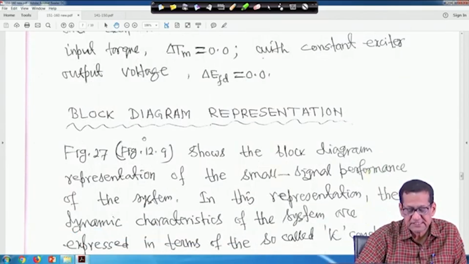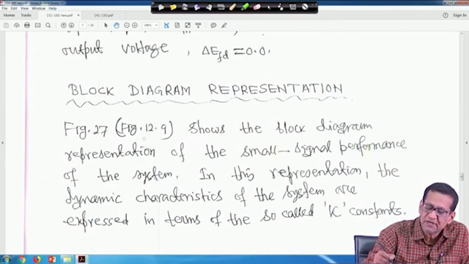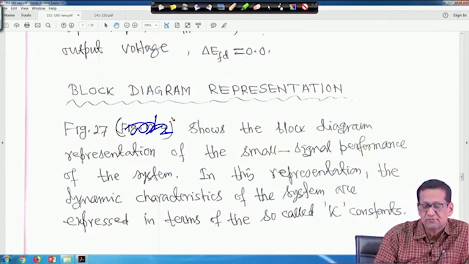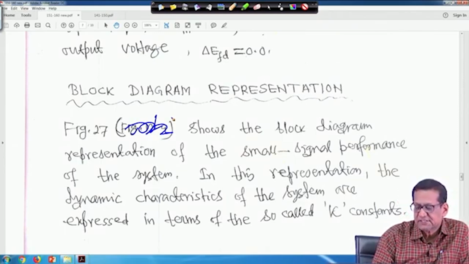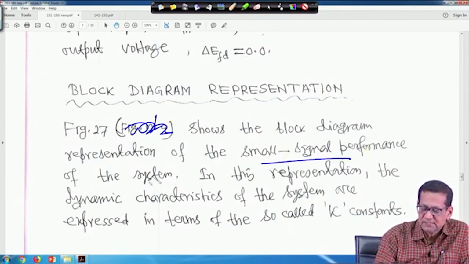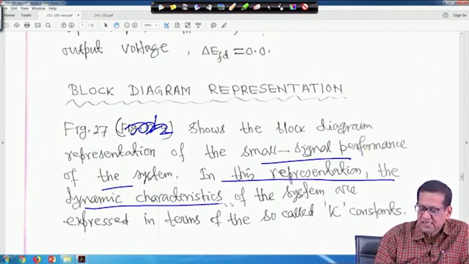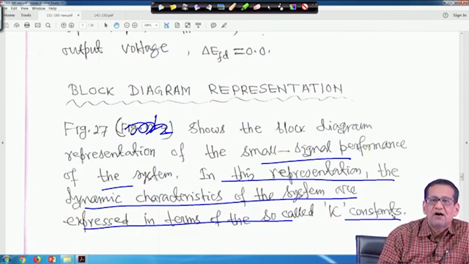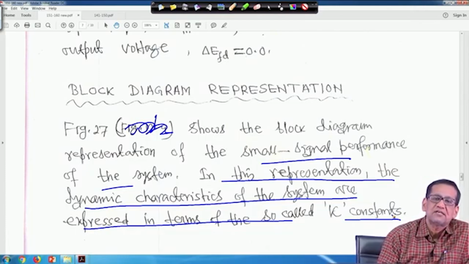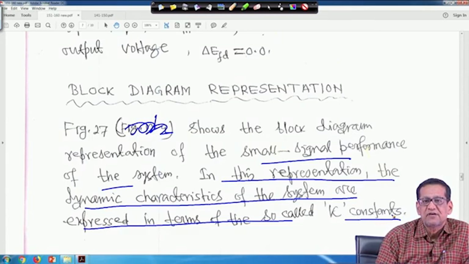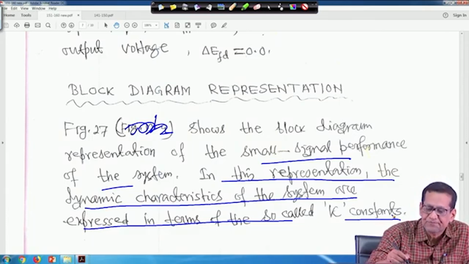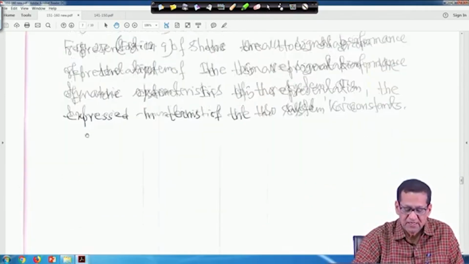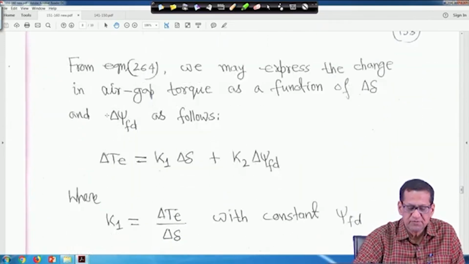Now, block diagram representation. Once we have developed this equation, this is not required, this is from my reference. Figure 27, which I will show you, shows the block diagram representation of the small signal performance of the system. In this representation, the dynamic characteristics of the system are expressed in terms of the K constants. I told you there are 6 K constants, K1, K2, K3, K4, K5, K6. Till now we have made K1 and K2; slowly we will develop the rest, right. So, with this constant K1, figure 27 will go, right.